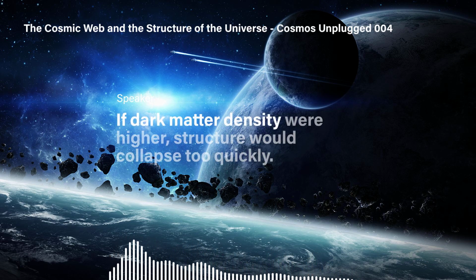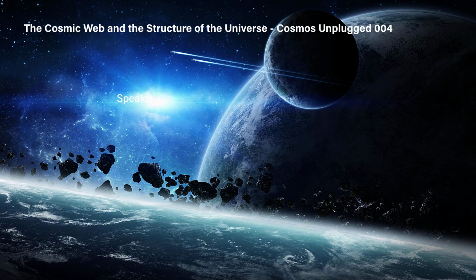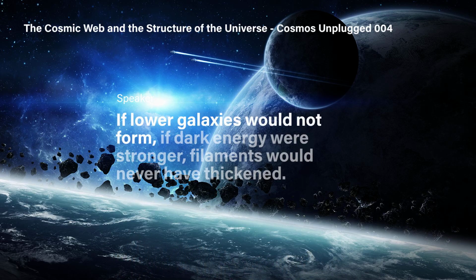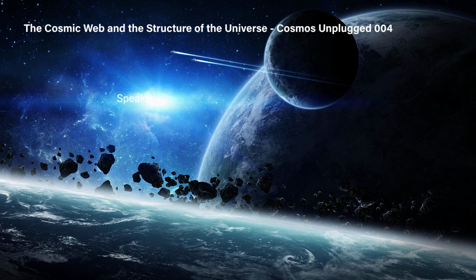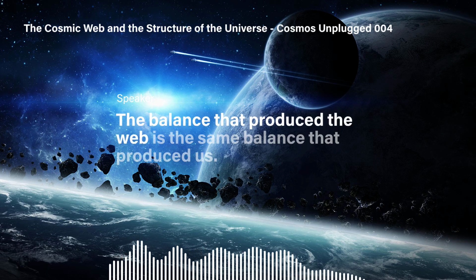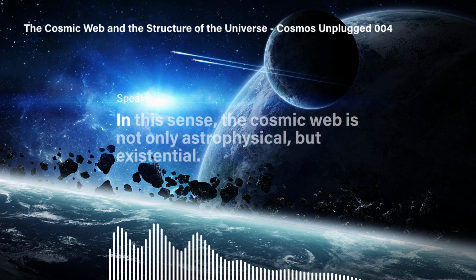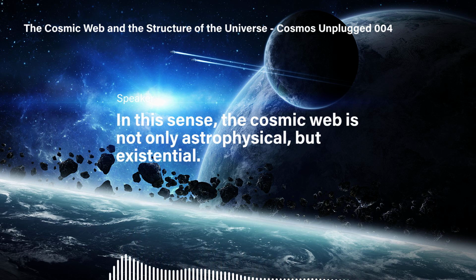If dark matter density were higher, structure would collapse too quickly. If lower, galaxies would not form. If dark energy were stronger, filaments would never have thickened. The balance that produced the web is the same balance that produced us. In this sense, the cosmic web is not only astrophysical, but existential.